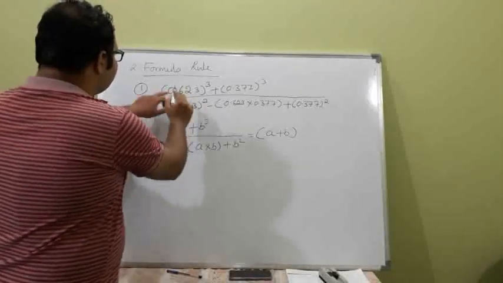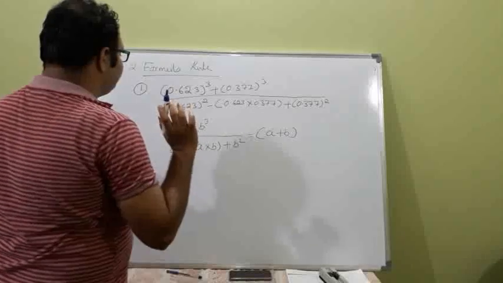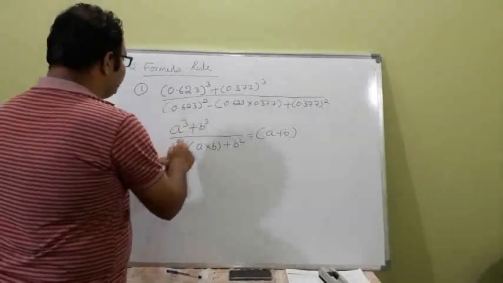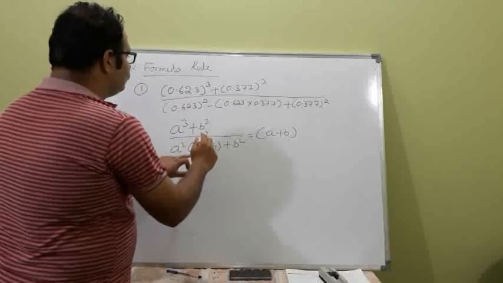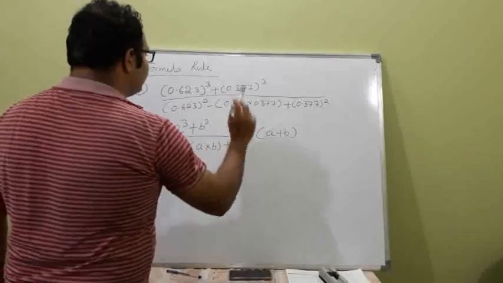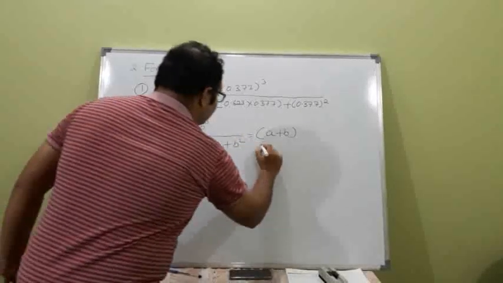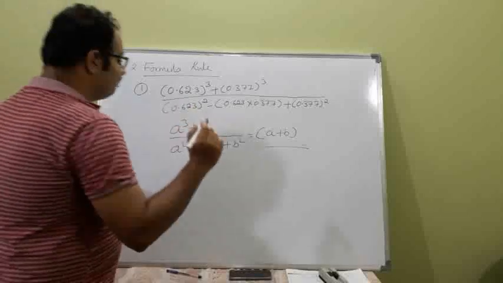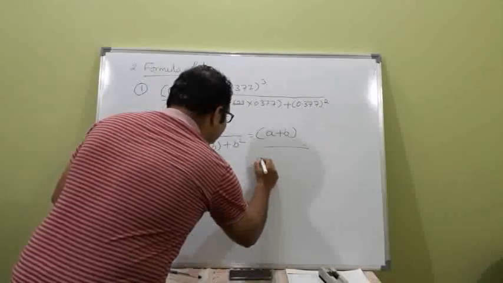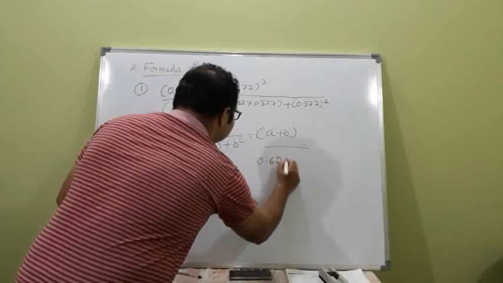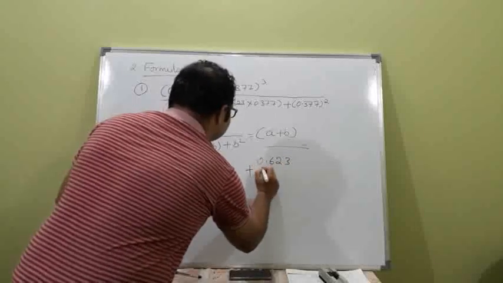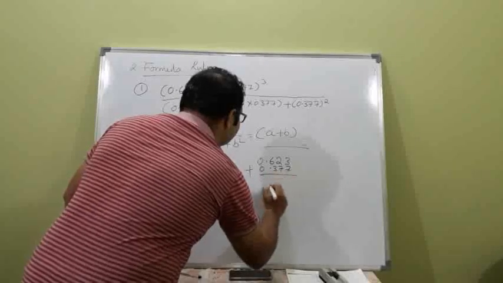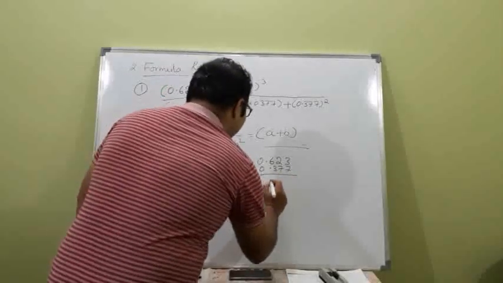Observe here, this is A, this is B. A cube plus B cube divided by A square minus A into B plus B square. The resultant of the formula is A plus B. Very simple. A is 0.623, B is 0.377. So the answer is 1.